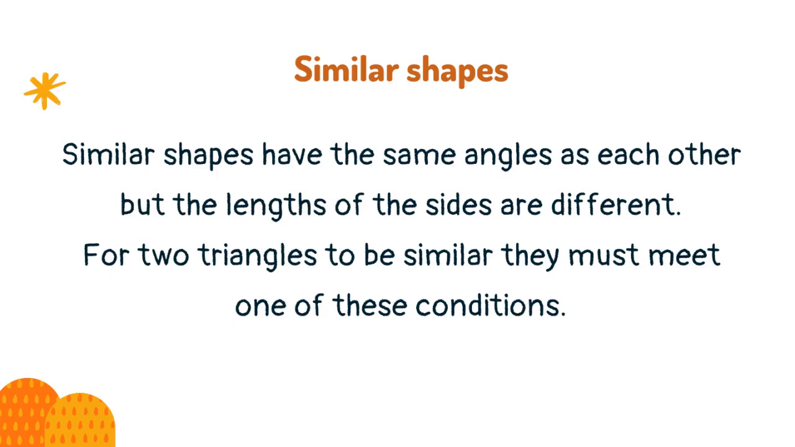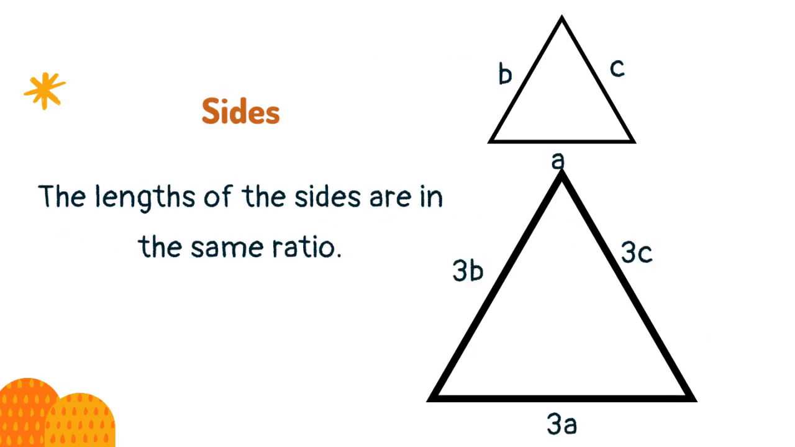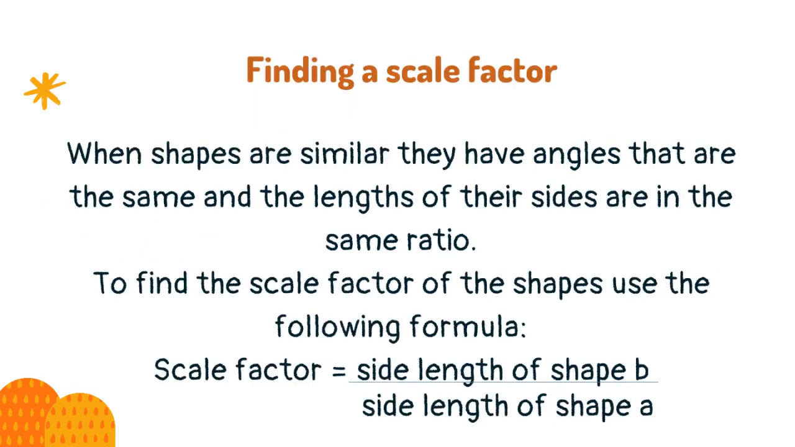For two triangles to be similar, they must meet one of these conditions. All three angles must be the same on both triangles. Or the lengths of the sides are in the same ratio. Or two sides of the triangle are in the same ratio, and one angle is the same. When shapes are similar, they have angles that are the same, and the lengths of their sides are in the same ratio.